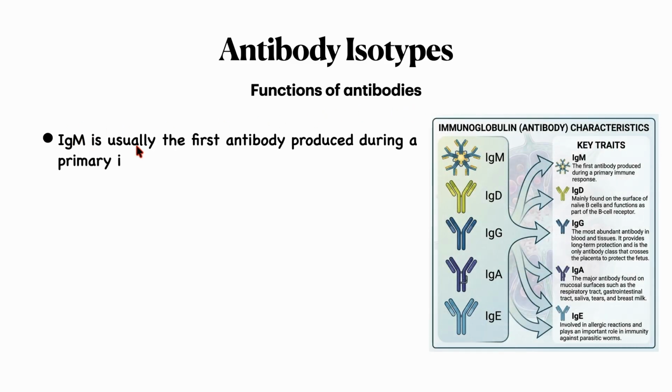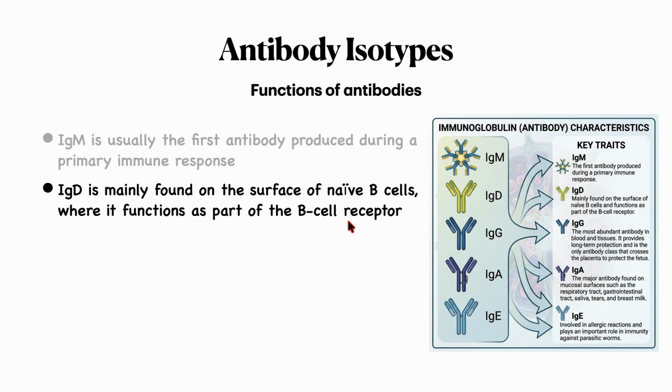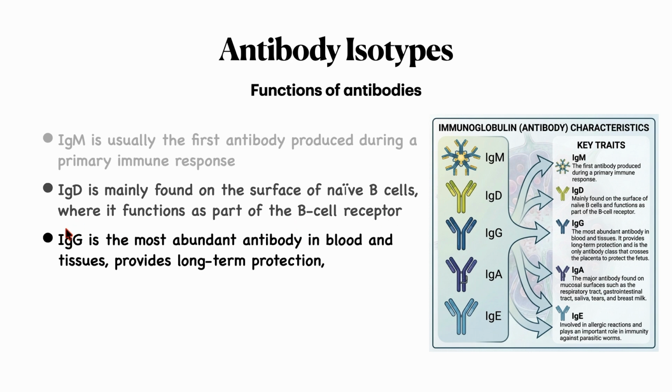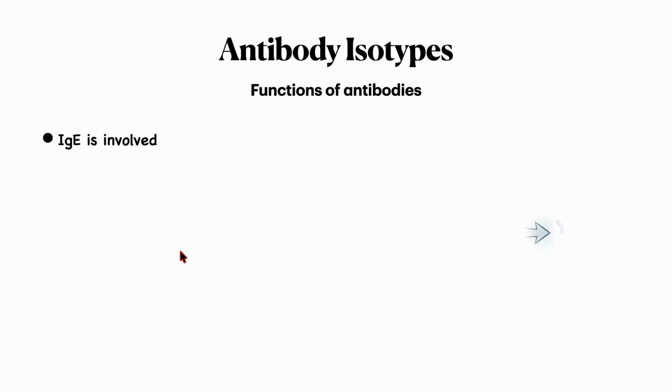Let's briefly look at the functions of each antibody class. IgM is usually the first antibody produced during a primary immune response. IgD is mainly found on the surface of naive B cells, where it functions as part of the B cell receptor. IgG is the most abundant antibody in blood and tissues, provides long-term protection, and is the only antibody class that can cross the placenta to provide passive immunity to the fetus.